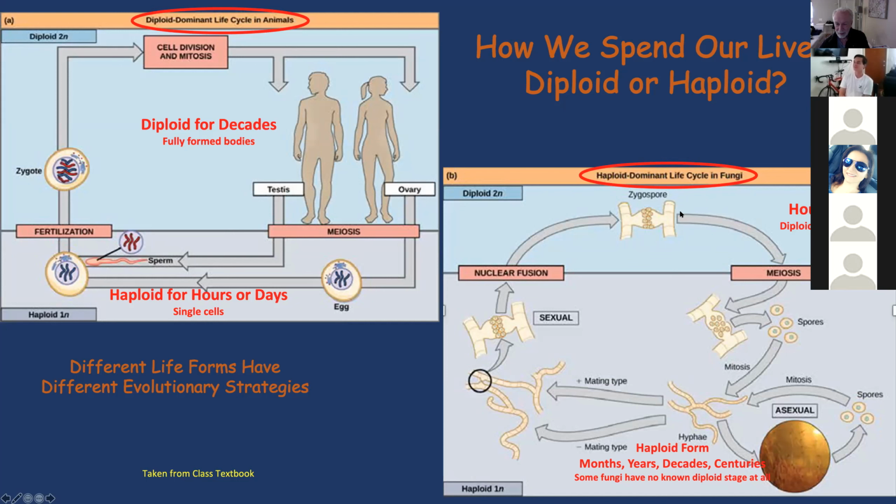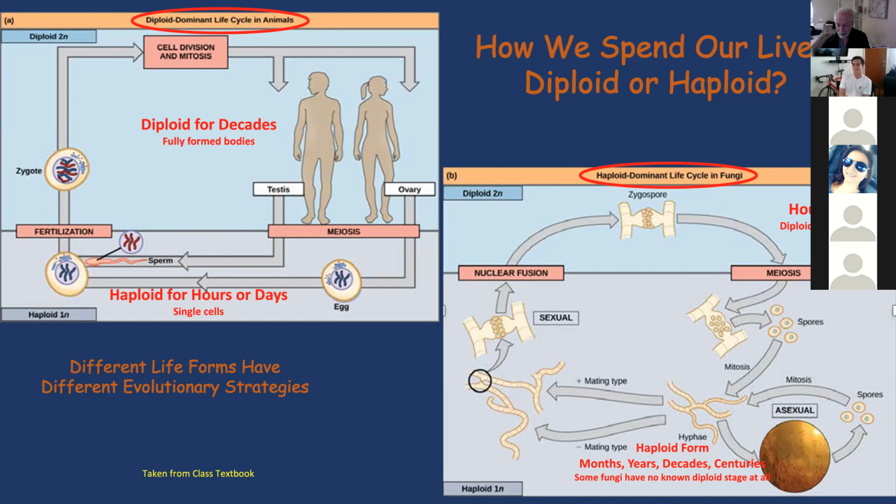So the diploid phase can exist for a few hours, but for most of these fungi, if they have any sex at all, they immediately go through meiosis and make haploid cells, which are usually spores. And these spores can go on indefinitely, just propagating themselves by mitosis. Meiosis is not involved. So fungi can be haploid for years, even centuries.